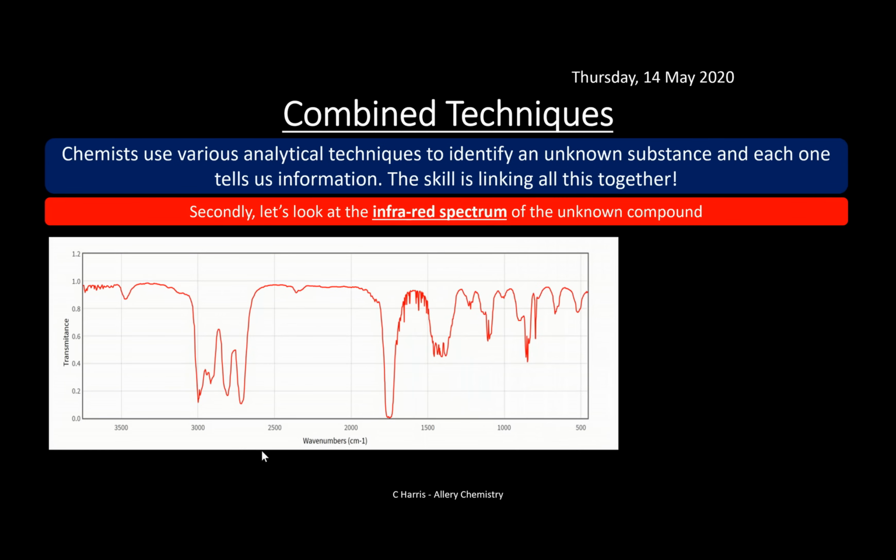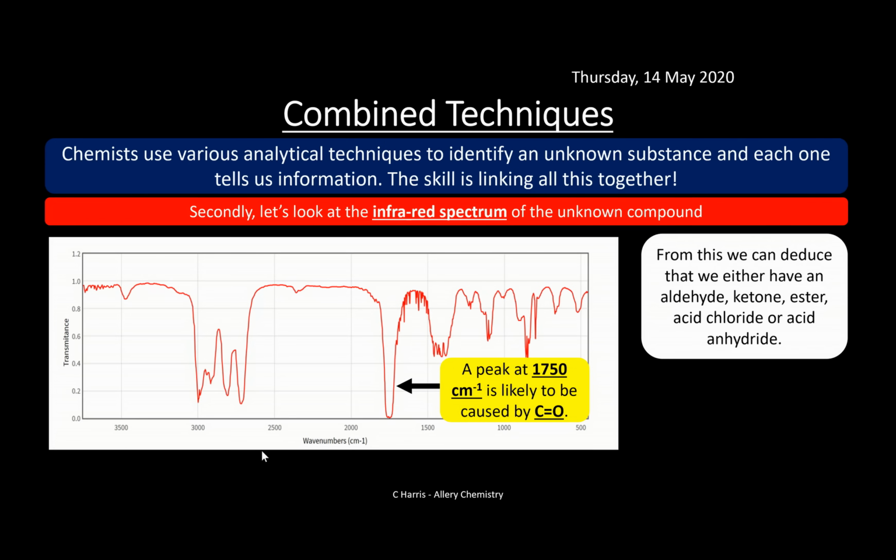Okay, so let's look at our infrared spectrum now. We've got a little bit of information from the mass spec. In the infrared spectrum, we have a peak at 1,750 per centimetre, and this is likely to be caused by a C=O. You'll have a data sheet with all the spectral peaks for infrared, so you don't need to worry about that. From this we can deduce that we either have an aldehyde, a ketone, an ester, an acid chloride, or an acid anhydride.